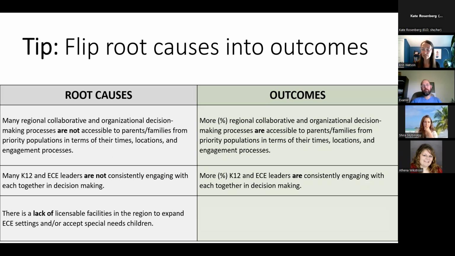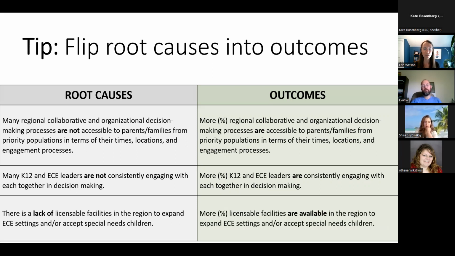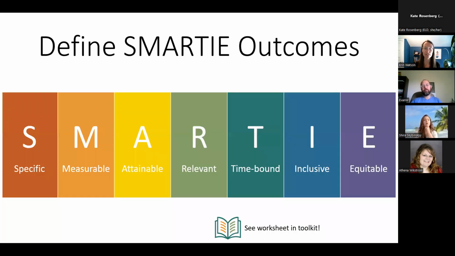Finally, there's a lack of licensable facilities in the region. As a result of your strategies, there will be more of them. It's a percentage change. And you can anticipate what kind of change can we set for ourselves that's ambitious yet attainable. This leads to the final thing. This is like the final piece, and then we can open it up. Who has ever heard of SMART outcomes? You guys heard of that? So now they changed it. It's SMART-T. So they've added inclusive and equitable at the end.